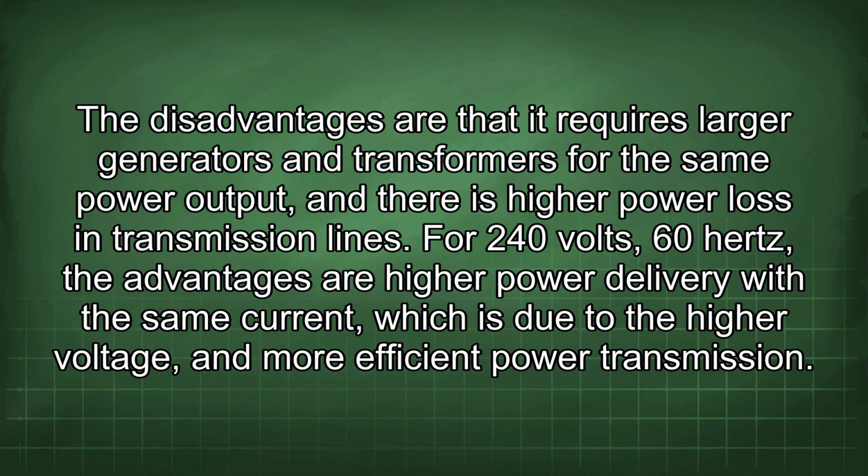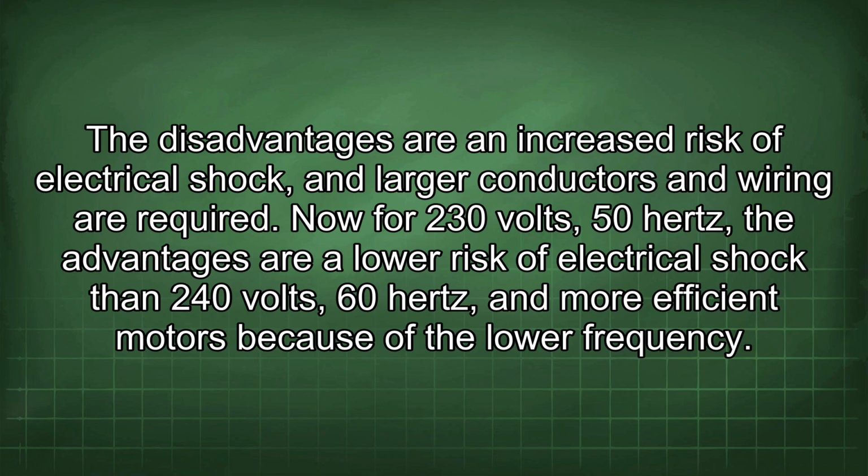loss in transmission lines. For 240 volts, 60 Hz, the advantages are higher power delivery with the same current, which is due to a higher voltage, and more efficient power transmission. The disadvantages are an increased risk of electrical shock, and larger conductors and wiring are required.